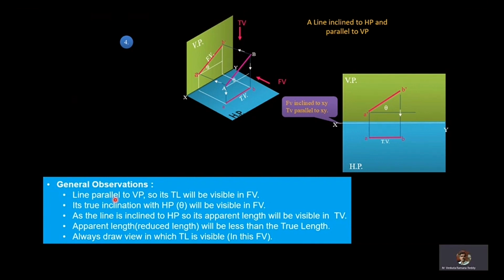General observations. Line is parallel to VP, so true length will be visible in front view. Its true inclination with HP will be visible in front view. As the line is inclined to HP, its apparent length will be visible in top view. Because this line is inclined to HP, in top view it is a reduced length. Because it is parallel to VP, its true length is on VP. Always draw the view in which true length is visible. In this case, front view. Then draw top view.